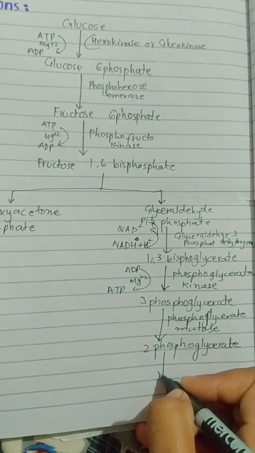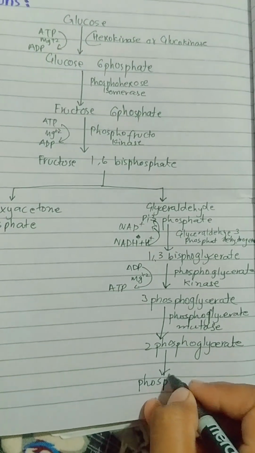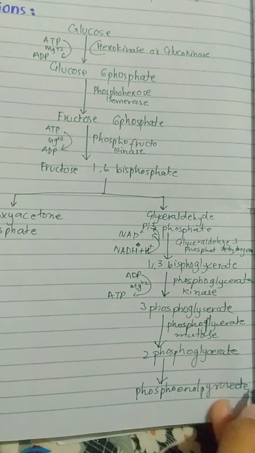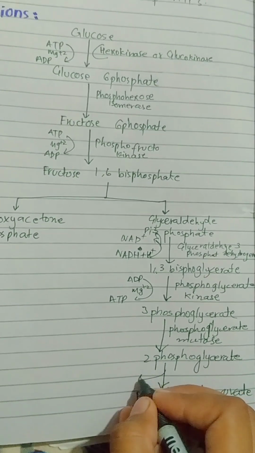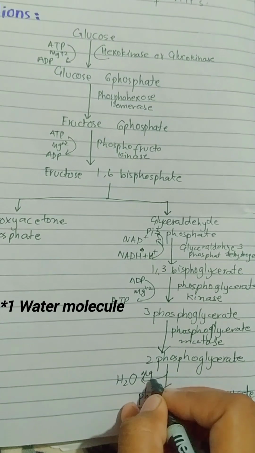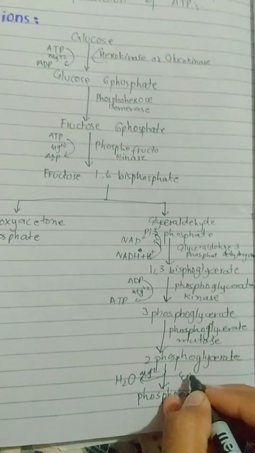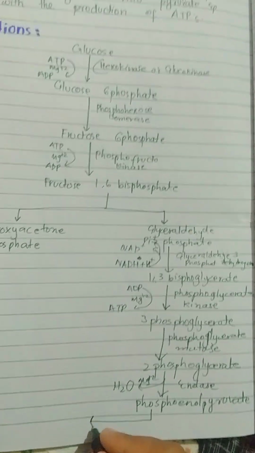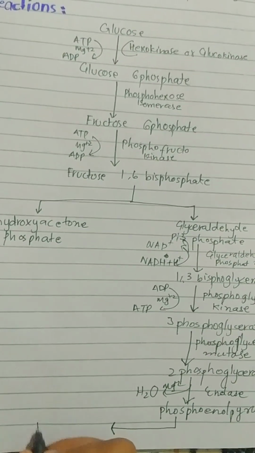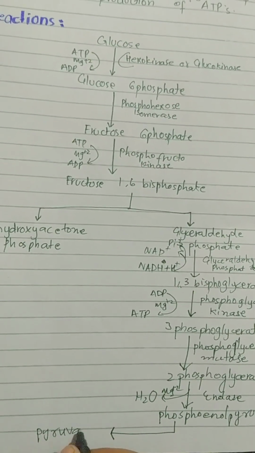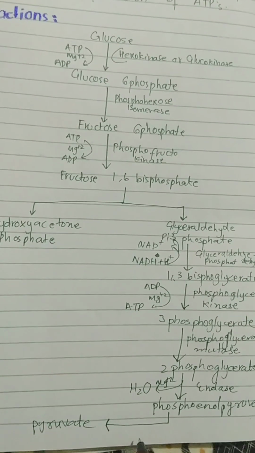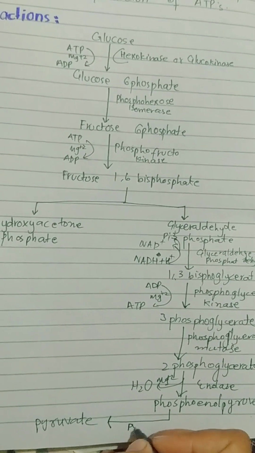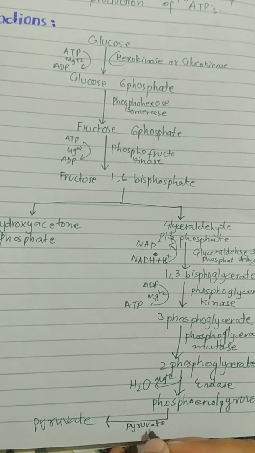2-phosphoglycerate converts into phosphoenolpyruvate. In this reaction, one water is removed. The enzyme used is enolase. Phosphoenolpyruvate converts into pyruvate, and the enzyme is pyruvate kinase.